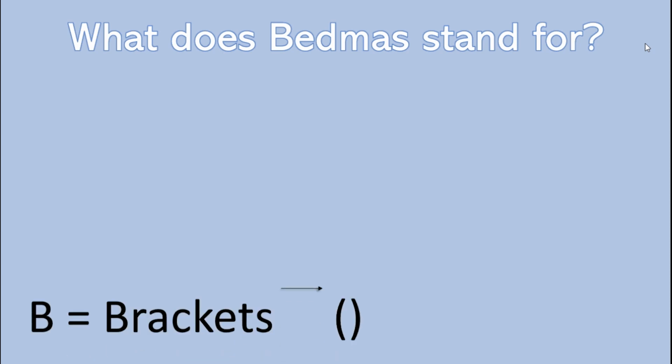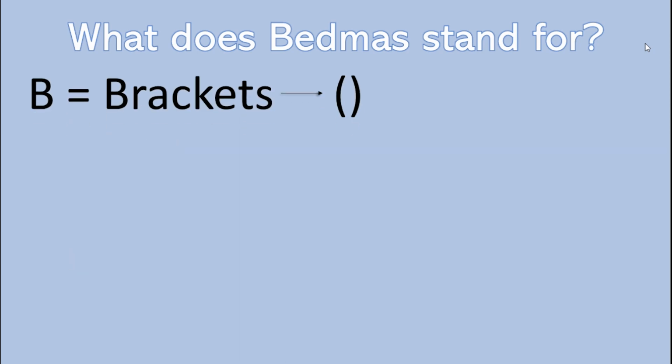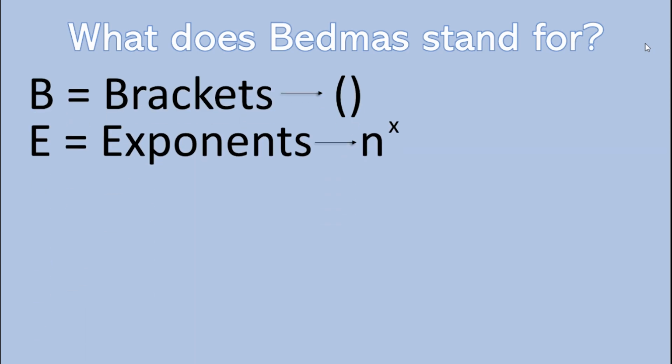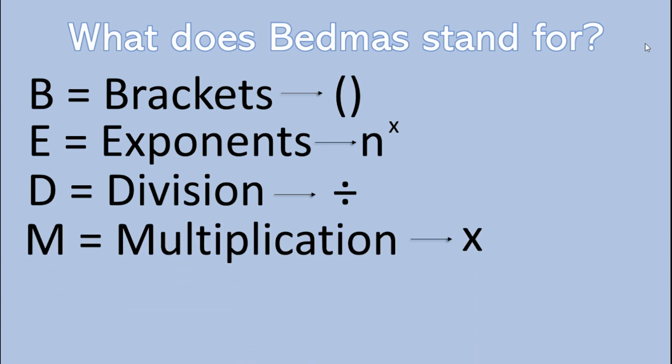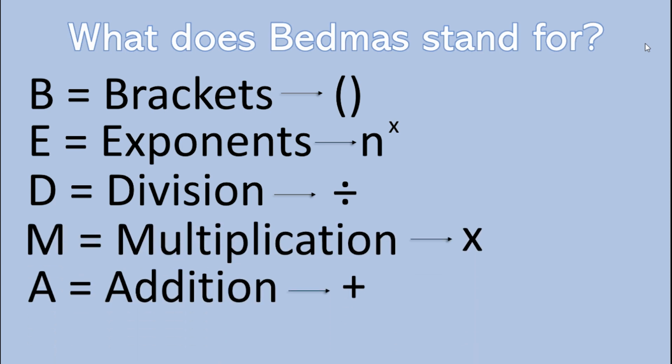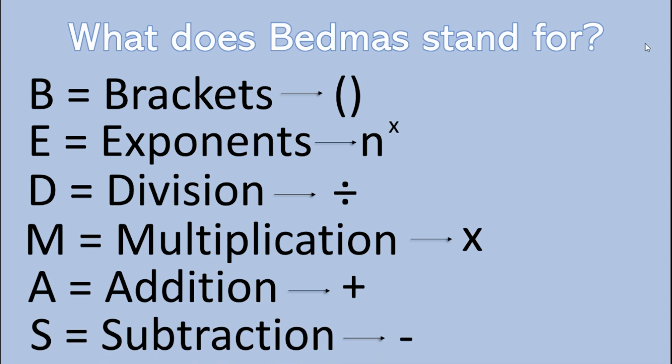So what does BEDMAS stand for? BEDMAS stands for B for brackets, E for exponents, so n to the base x, where x would be your exponent, D would be division, M for multiplication, A for addition, and S for subtraction. So this is the order that you would be required to solve a question with multiple operations.